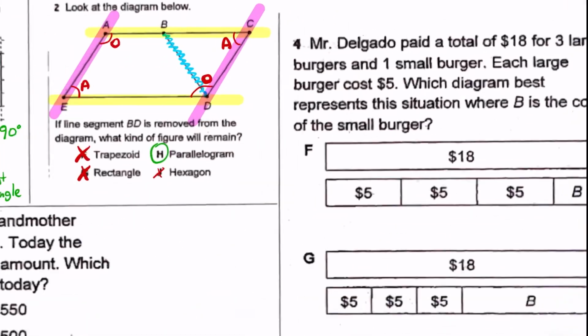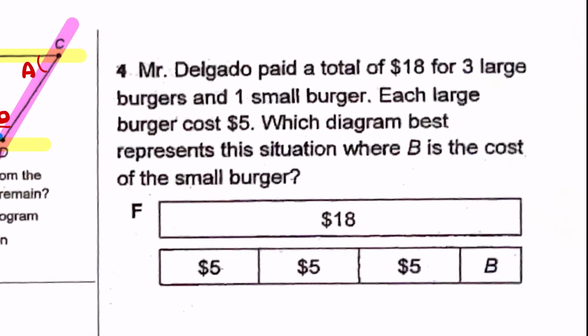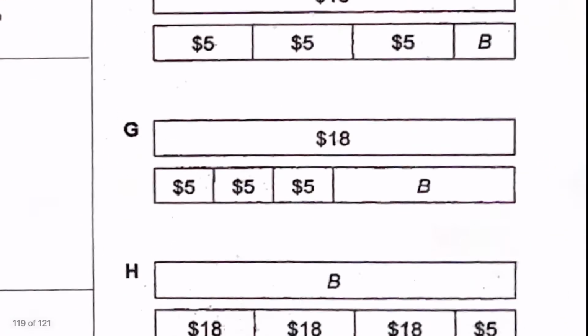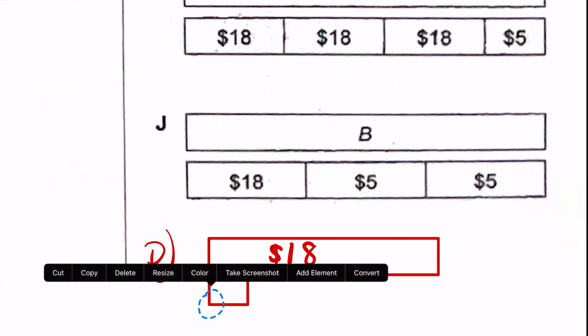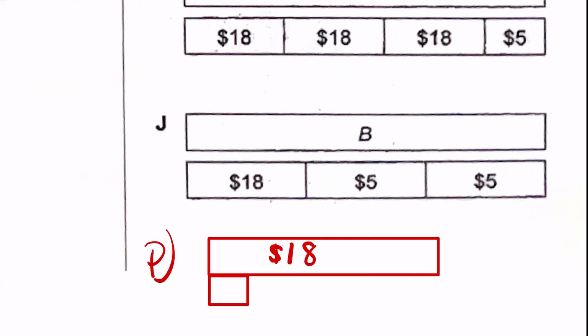Okay, then it says that each large burger costs $5. That means that we're gonna be repeating that number 5, right? When we see the word each, that means that we are repeating that same thing. So each large burger is $5. We're gonna have 3 large burgers and each is going to cost $5. Okay, so here's one. And it's going to be about this much.